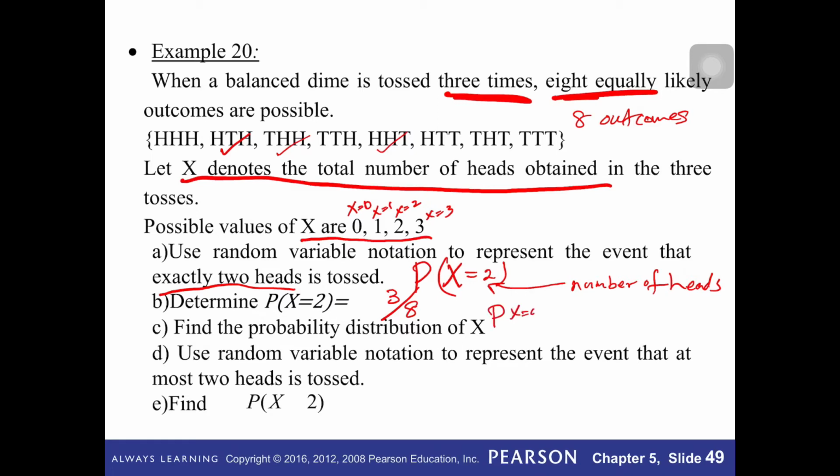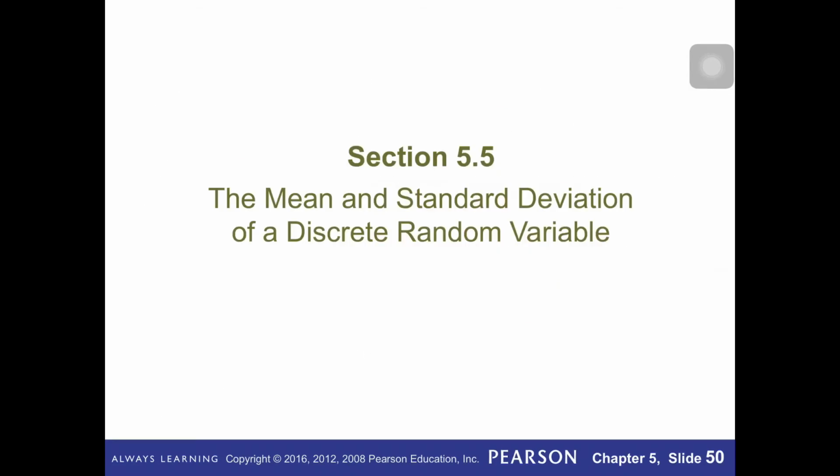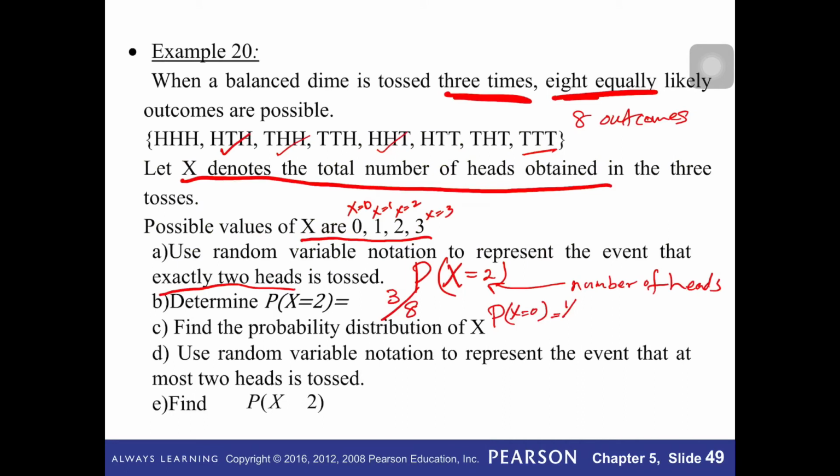Probability of x equals 0. What is the probability? It is x equals 0, which means there is no head. It is 1 over 8, because we have only this case. No head means all values are tails. Then probability of x equals 1. Only one head, right? You can count: I can see 1, 2, 3. I can see 3 here. 3 outcomes with 1 head out of 8.